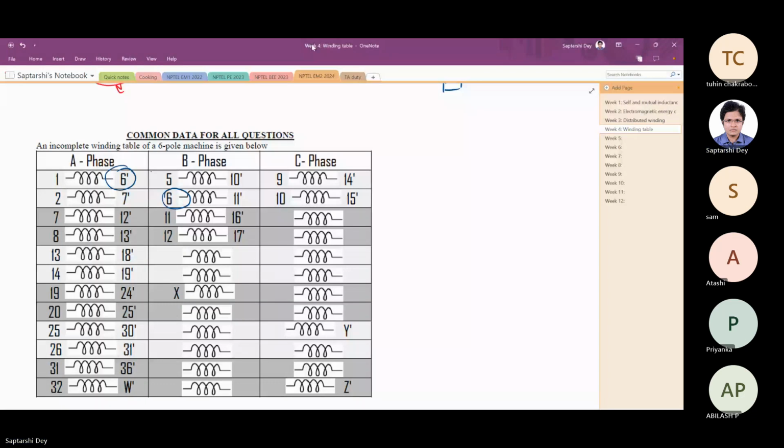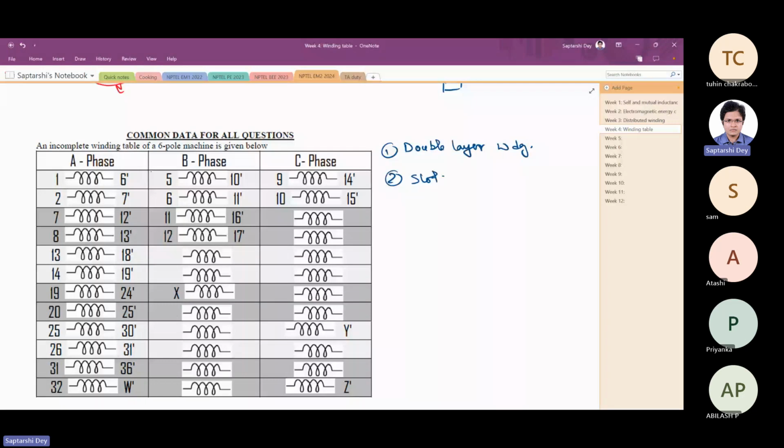Understood? This is definitely a double layer winding. So this is the first information that we can extract out of this, that it's a double layer winding. Okay, some more things are given. So what you have to find out is the number of slots. How many slots are there?